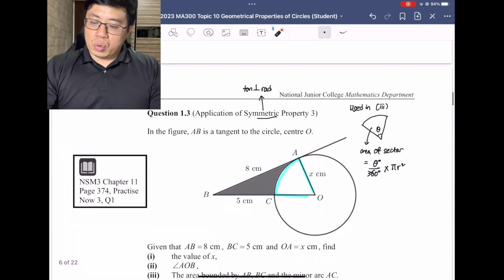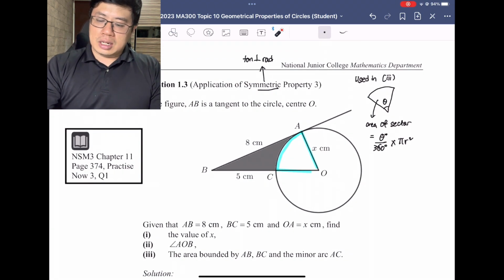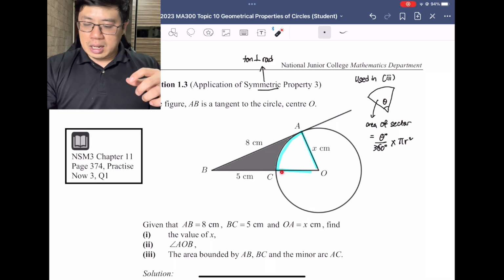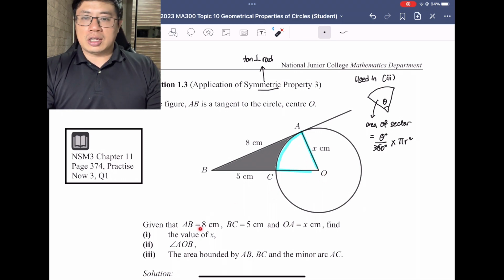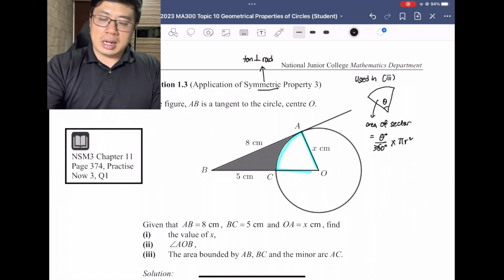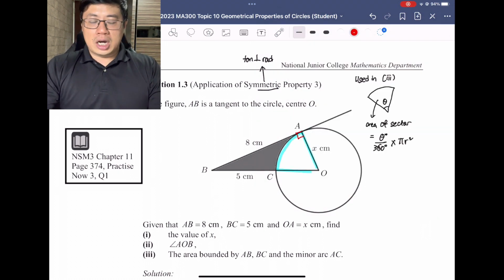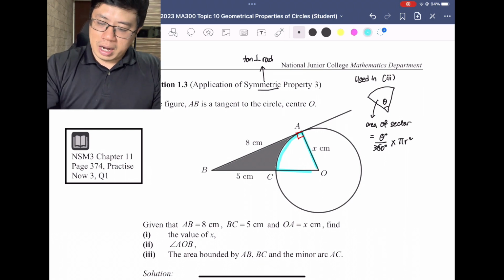Now, I come to question 1.3. I am given that AB is a tangent. The moment I see the word tangent, I think of this property, tangent perpendicular to radius. AB is 8 cm, BC is 5, OA is equal to X, and we are supposed to find the value of X. Once I see tangent perpendicular to radius, it tells me I have a right angle here. So angle BAO will be a right angle, which means I will have a right angle triangle.